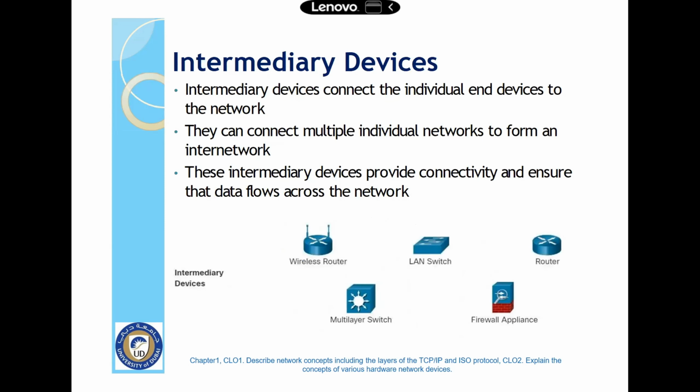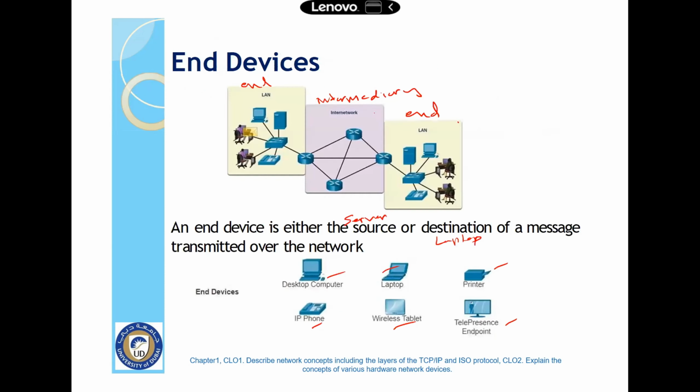Now, intermediary devices or network devices connect the individual end devices to the network. They can connect multiple individual networks to form an internetwork, pretty much like in this one here. Here are the intermediaries. We have all routers. And by the way, in future, we should know that this device is called a router.